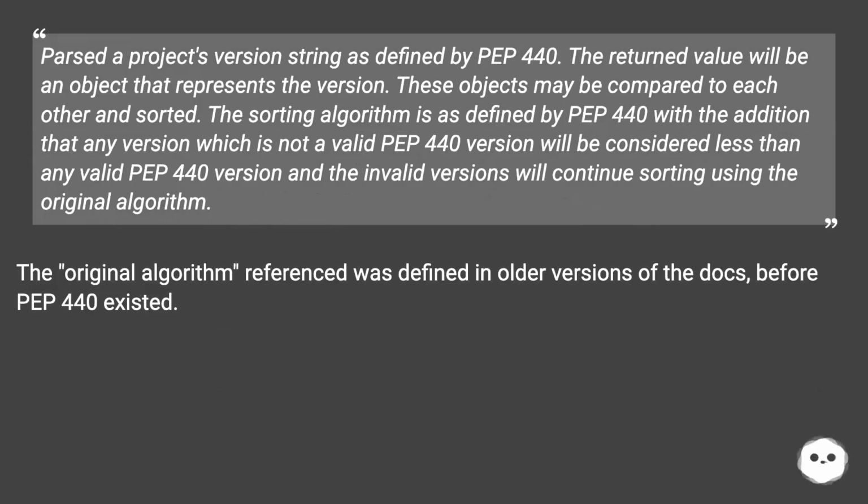Parse a project's version string as defined by PEP 440. The returned value will be an object that represents the version. These objects may be compared to each other and sorted. The sorting algorithm is as defined by PEP 440 with the addition that any version which is not a valid PEP 440 version will be considered less than any valid PEP 440 version, and the invalid versions will continue sorting using the original algorithm. The original algorithm was defined in older versions of the docs, before PEP 440 existed.